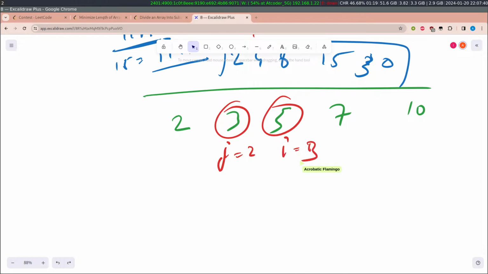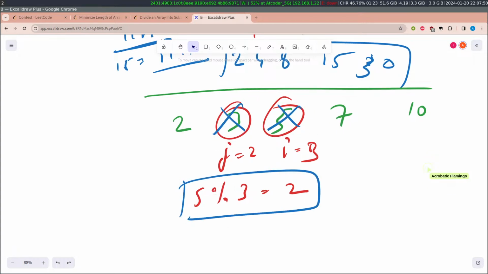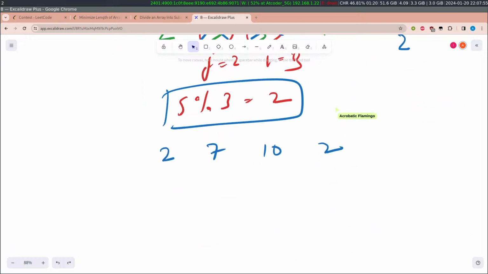Now we first find what num i minus num j looks like, which is 2. Now we can delete these two elements from here and add this result at the end of the array. So our final array looks like 2, 7, 10, 2. If you notice, the size of the array has decreased by 1.